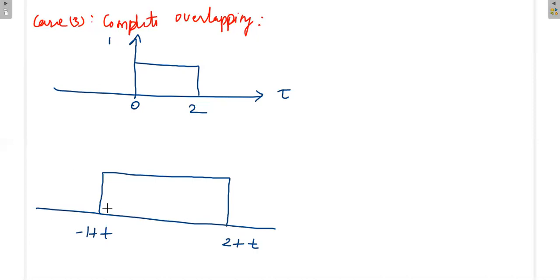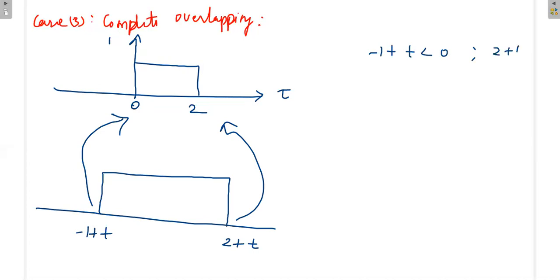Now if this is the case, then we will get the complete overlapping. To get the complete overlapping, this limit should be less than 0 and this limit should be greater than 2. So -1 plus t should be less than 0, whereas 2 plus t should be greater than 2. That is, t is less than 1 and t is greater than 0. So t varies from 0 to 1.